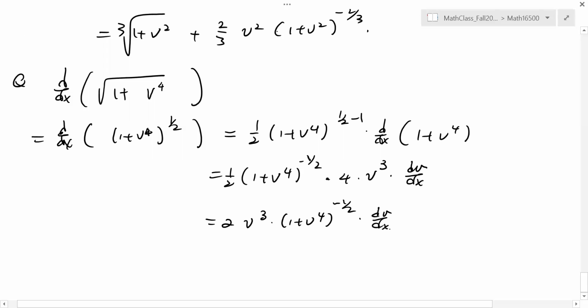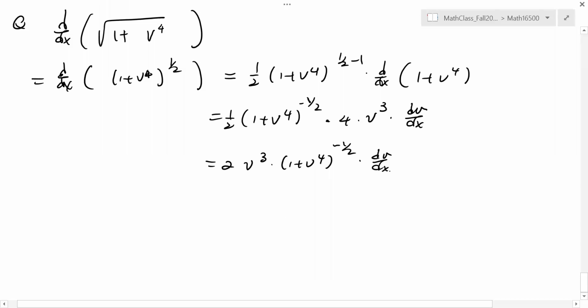Okay. So this term, be careful, pay attention to the variable you work on, right? This is a derivative with respect to x, not with respect to v. So that's why there is an additional term, dv over dx.